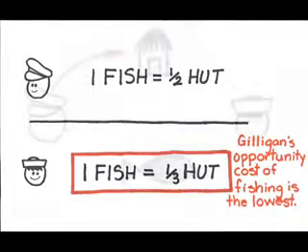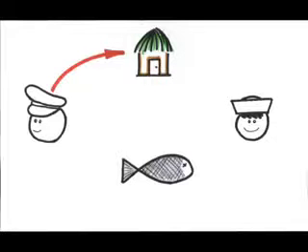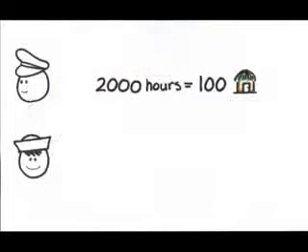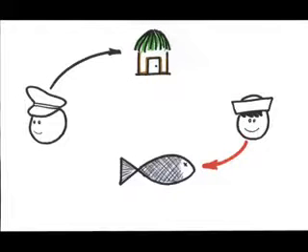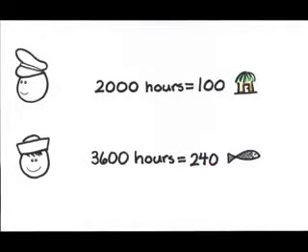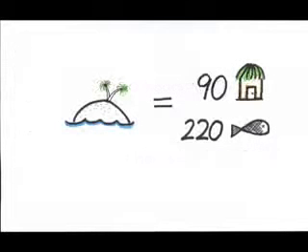According to Ricardo, Skipper should devote himself and his resources solely to producing huts. If he uses all 2,000 hours on hut production, he can produce a total of 100 huts. Gilligan uses all of his resources for fishing and can produce 240 fish dinners. What do you notice about total island production? Specialization according to comparative advantage yields total output of 100 huts and 240 fish dinners, compared to the 90 huts and 220 fish dinners that are produced when following specialization according to absolute advantage.